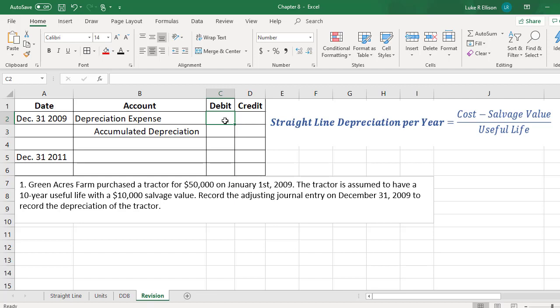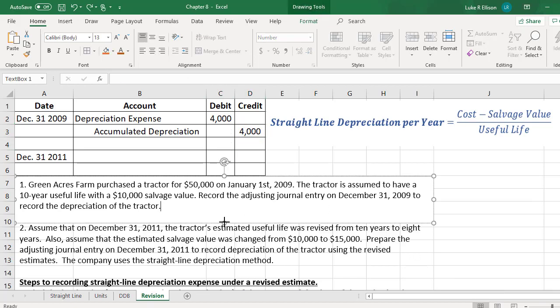So we can calculate that here in this cell. We can take the cost, we purchased it for $50,000, subtract the salvage value, which they told us was $10,000, what we think we can sell it for at the end of its life, and divide that by the useful life, which is 10 years. So that tells us that we depreciate this asset at $4,000 per year, and that's going to be both our debit and our credit.